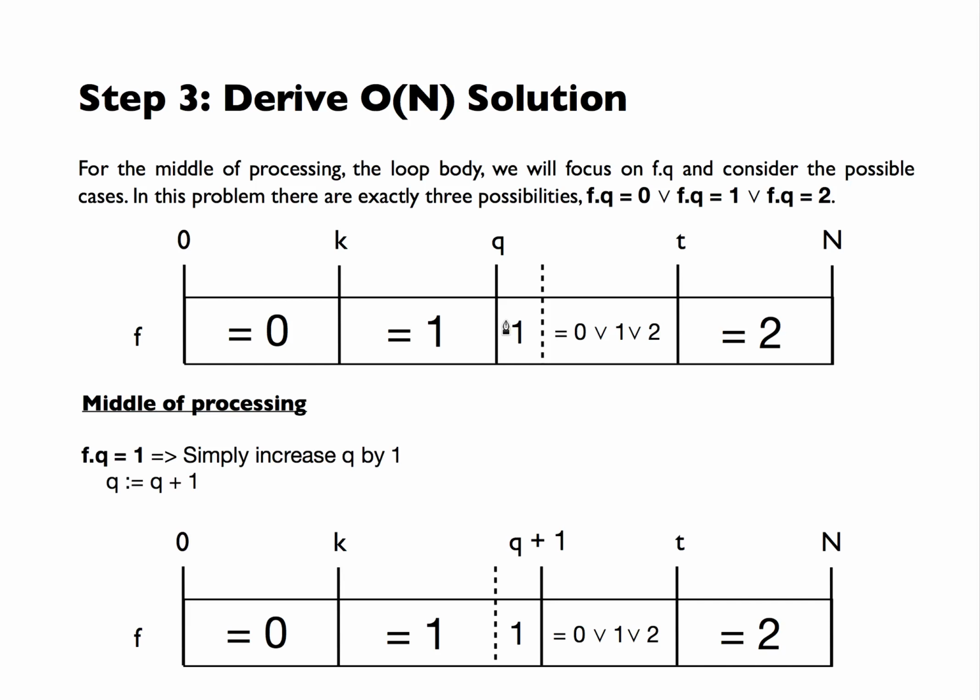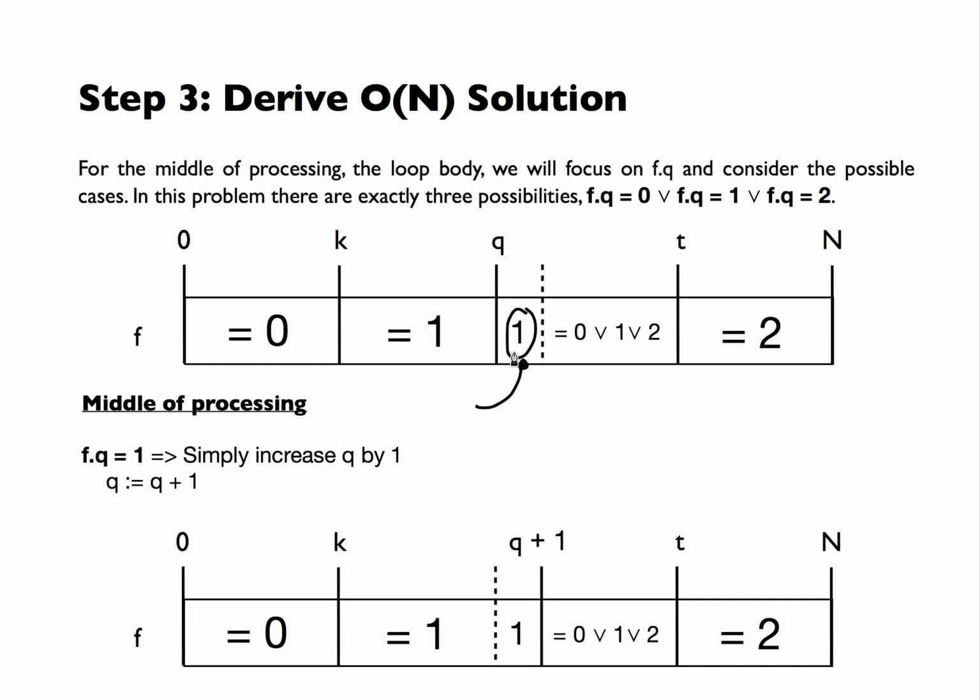So for the first example here in the middle of processing, we're going to imagine that the value at f.q is a 1. Now it actually doesn't matter what order you take this in, but the reason why I'm imagining f.q is a 1 is because this is the easiest case. If we imagine that f.q is a 1, well, we don't need to move it because it's already adjacent to or next to the segment of 1s.